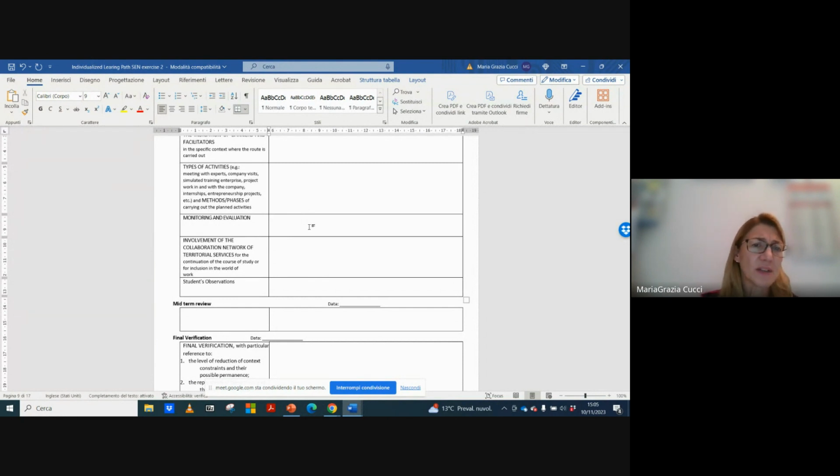You can also have the involvement of the collaboration network of territorial services, whether you have some students with very strong difficulties. For instance, whether there is a disease that needs a specific help for the student.